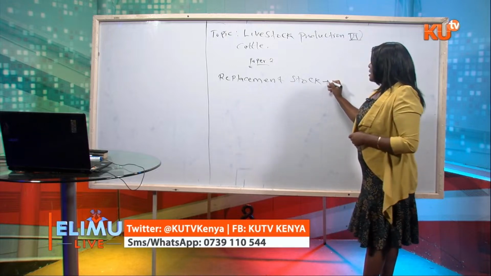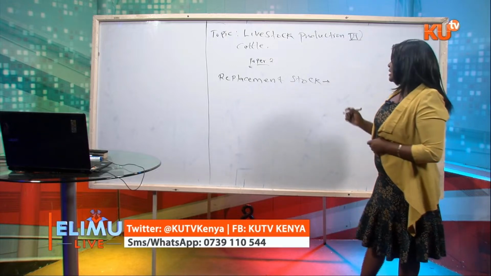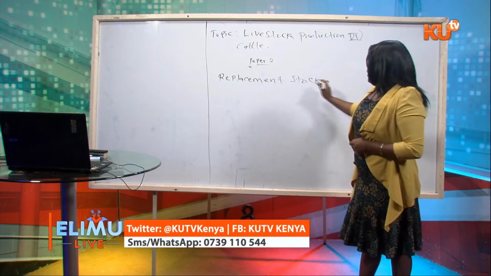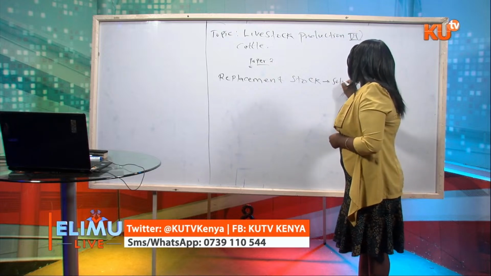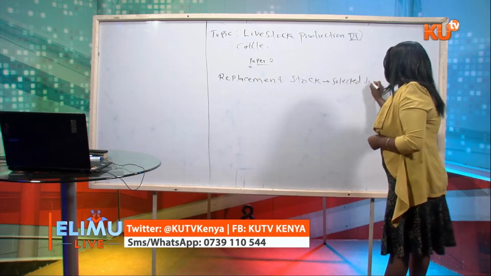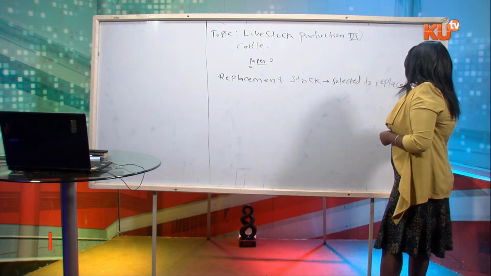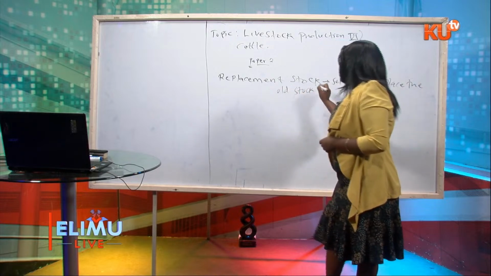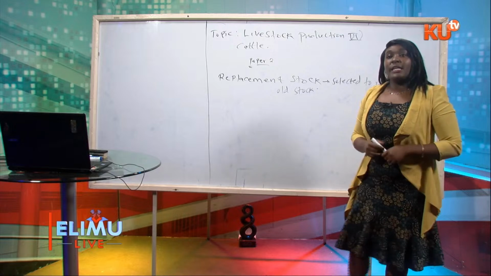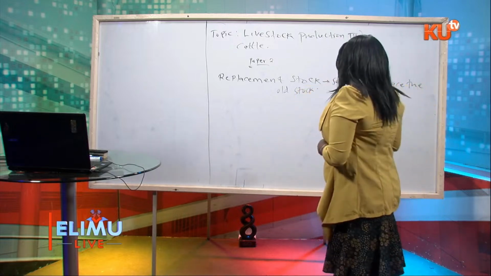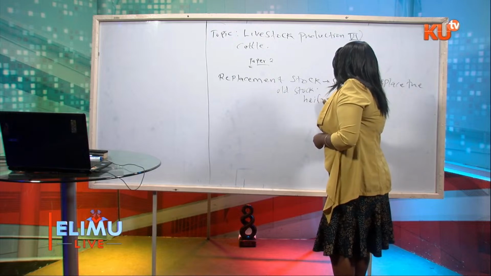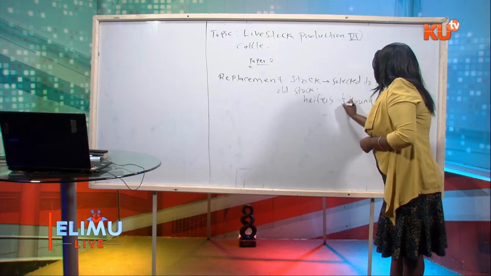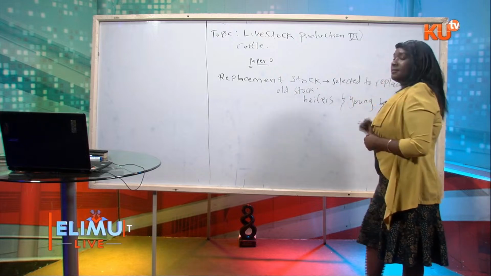Replacement stock, these are animals that have been selected according to the Form 3 book, whatever we learned in Form 3, to replace the old stock. These animals, in this case, because we are dealing with cattle, we are referring to the heifers and the bulls. That is the young bulls.